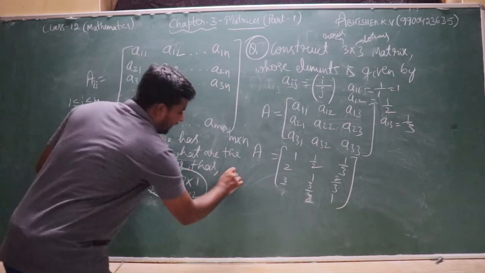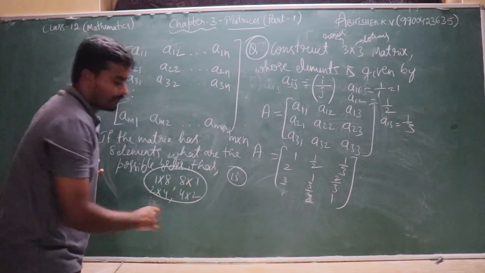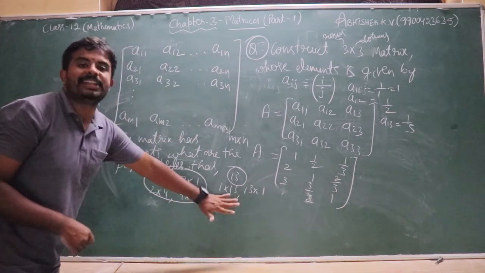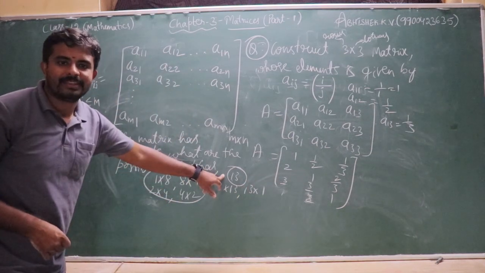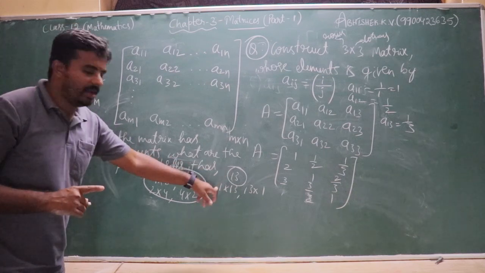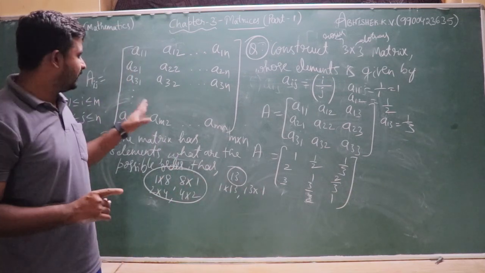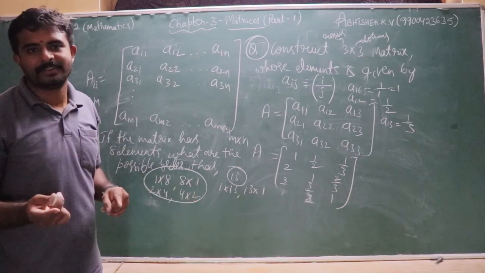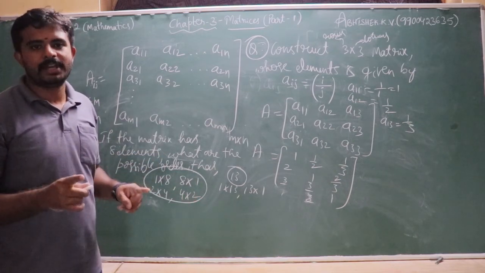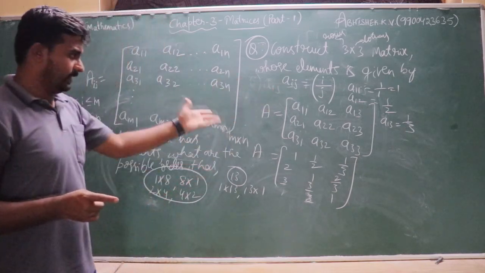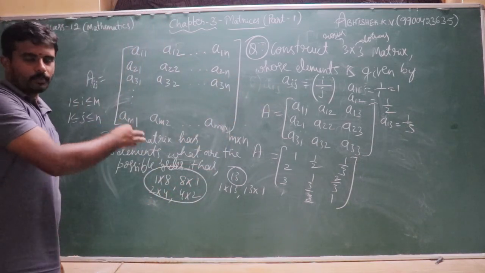What about if the matrix has 13 elements? 1 into 13, 13 into 1. These are the only 2 possibilities because 13 is a prime number. 1 row, 13 columns, 13 rows, 1 column. So these are the possible questions you may get for 1 mark. You should learn what is matrix and order of matrix. From that, these are the possible orders.